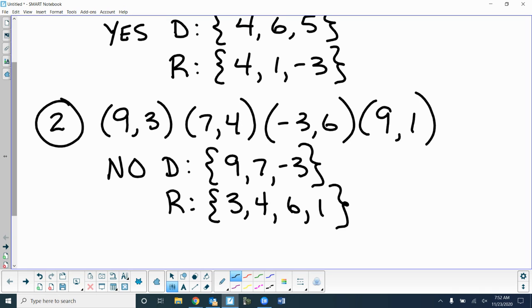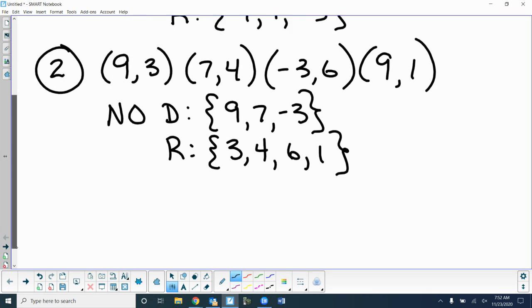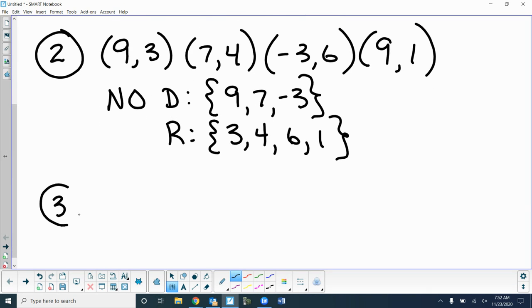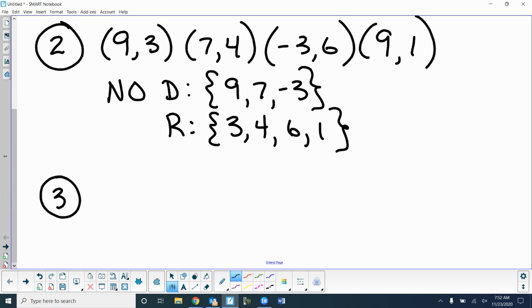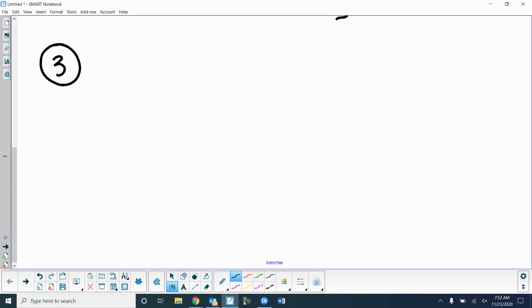I think probably number 3 and 4 of the whole thing are the toughest ones. So what I would do for 3 and 4 is graph them and then look at your vertical line test. You guys know the vertical line test, right? If you draw a vertical line anywhere through the graph and it only hits the graph once, then it is a function. If you draw a vertical line through it anywhere and it hits more than once, it's not a function. You still need to tell me domain and range.